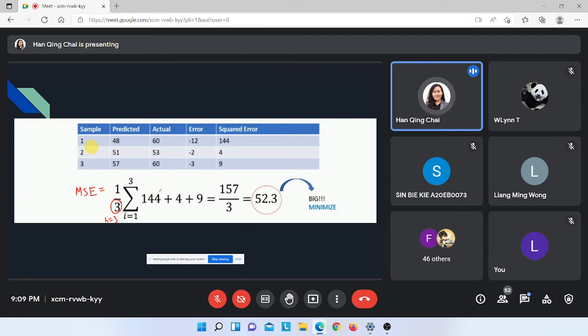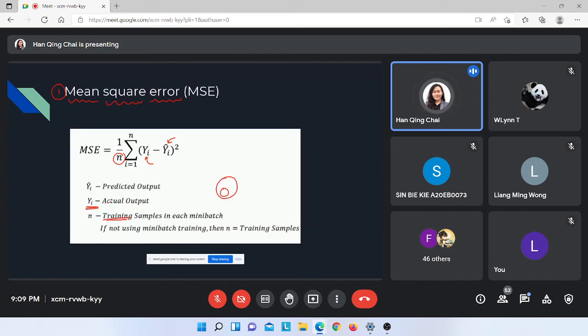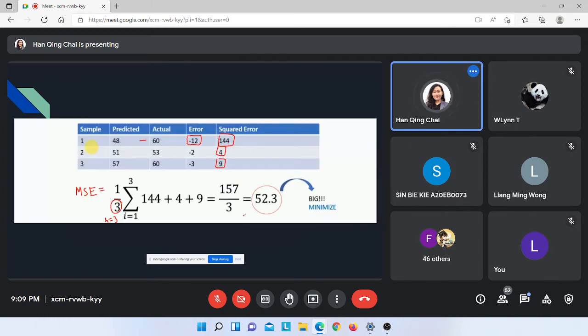Then the whole thing here, 144, how do we get it? I will just take one example, actual minus predicted, so you get this part. Then you square it. Then you sum the whole thing and divide it by the number of training samples, n, so you get this value. Oh my God, it's so large. The value here is actually 52.3, which is very large.